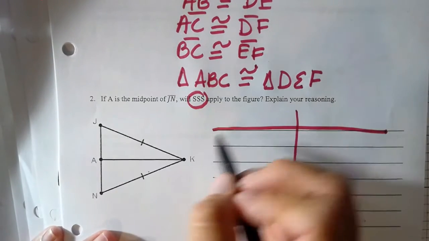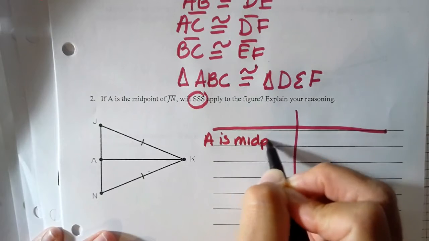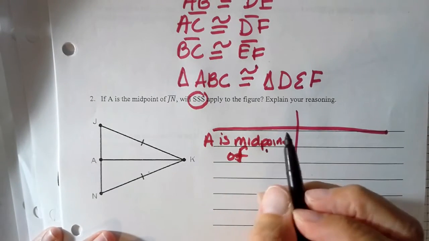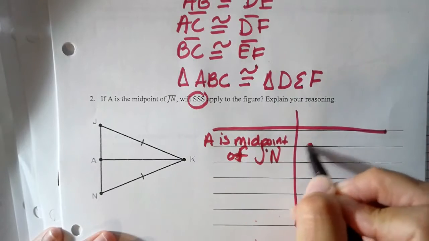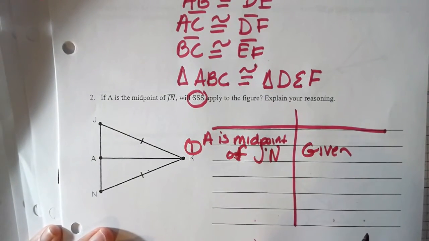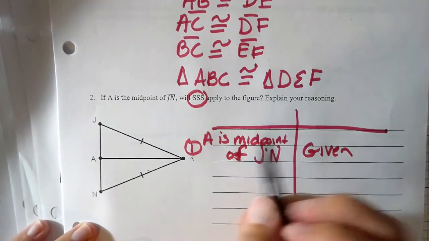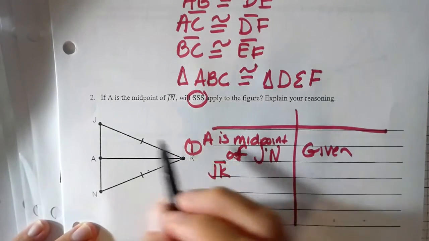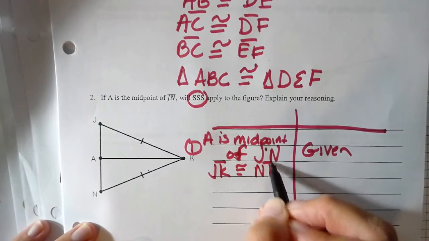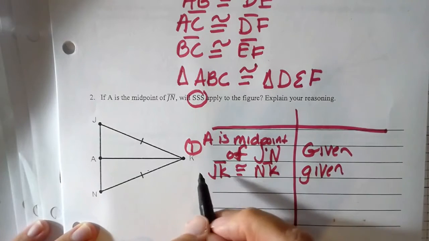All right. So we know that A is midpoint of JN. That's called the given. We also know that JK is congruent to NK, that JK is the exact same size as NK. How do I know it? It's given in my picture. So I already have one S.